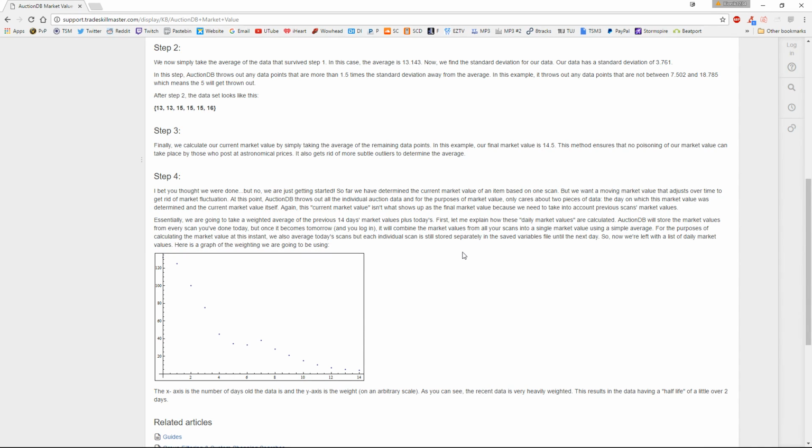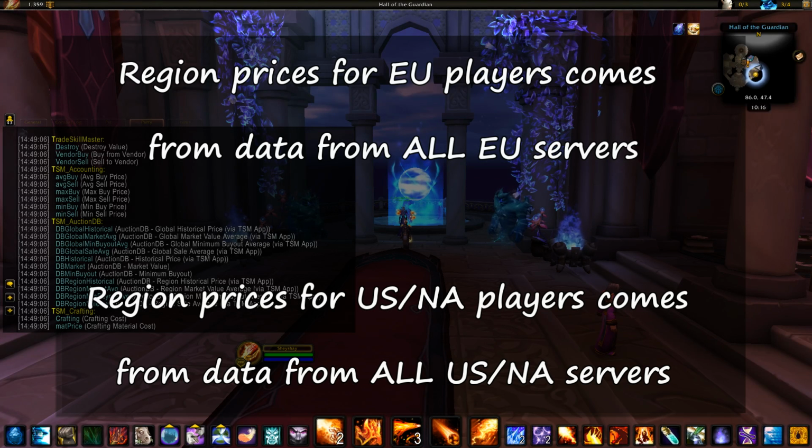It's very smart how they've done it, and it works out very, very well pretty much all of the time. The other important thing you need to understand is the difference between region and global prices. So let's talk about region first.